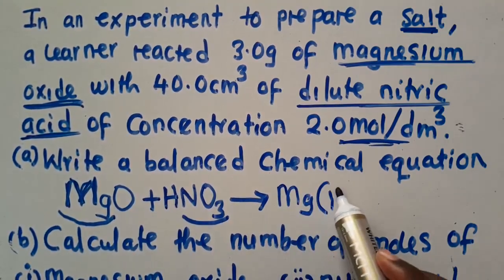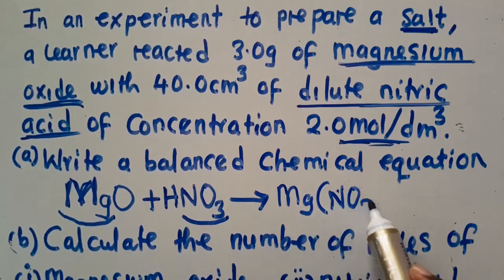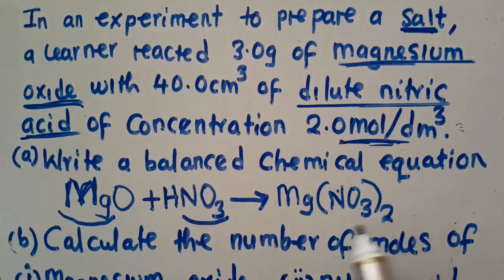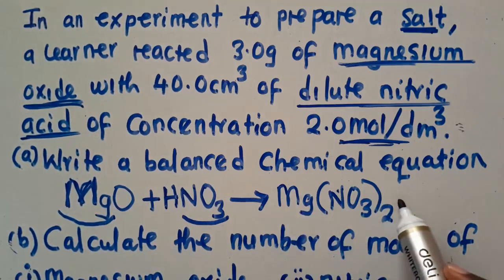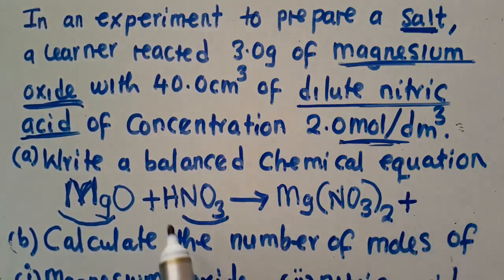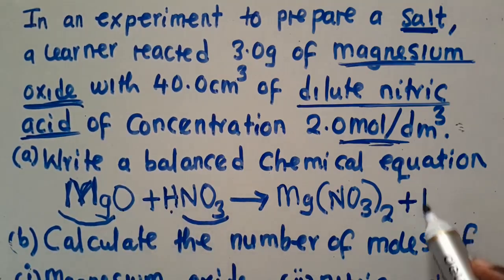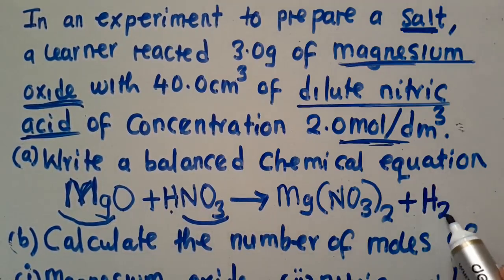Magnesium nitrate is like this. Have you seen? Like this. Hope no one is behind on this. This is magnesium nitrate. You know that this 2 is the valence for magnesium. You say plus. What will remain? Hydrogen and oxygen. When those two react, what is formed is water. Like this. Have you seen? This is what is formed.